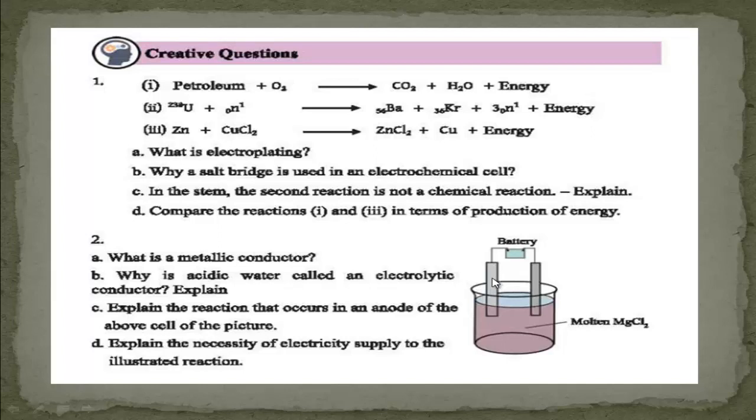Now it can increase the attraction between cations and anions. The positively charged electrode attracts negatively charged ions, that is anions, and the negatively charged electrode attracts positively charged ions, that is cations. So for the attraction and for the reaction to occur, that means magnesium chloride being converted into magnesium and chlorine gas, the electricity supply is a must. Electricity supply is necessary. Like this way you have to explain.